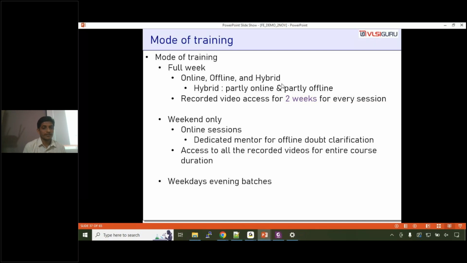Weekend only training, currently it's all done online only. Because who goes for weekends only training? Working people. They mostly want to attend online only. Dedicated mentor for offline doubt clarification. Let's say someone is in Bangalore, but he is attending online. He wants to come to the institute for doubt clarification. He can come. We'll arrange a classroom doubt clarification.